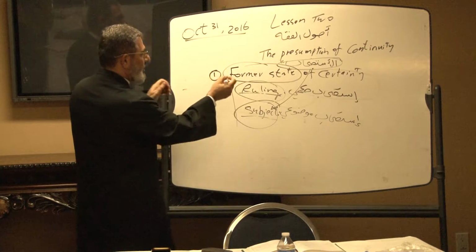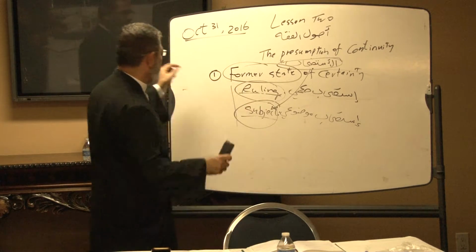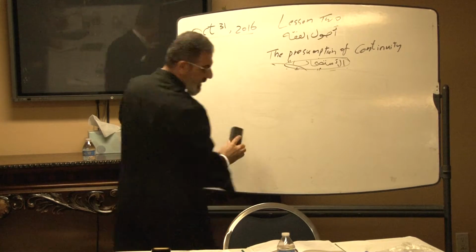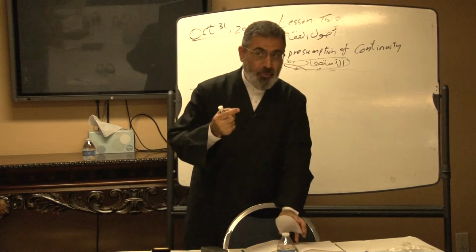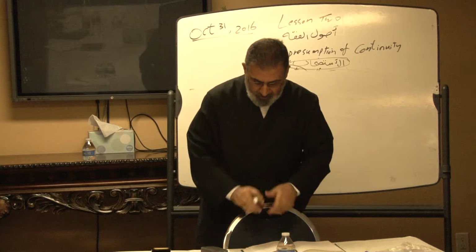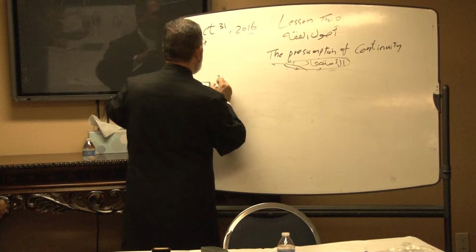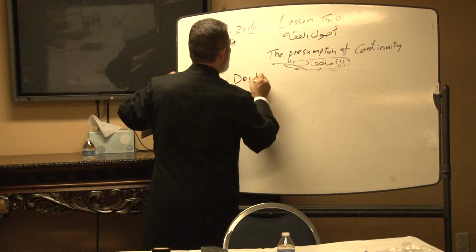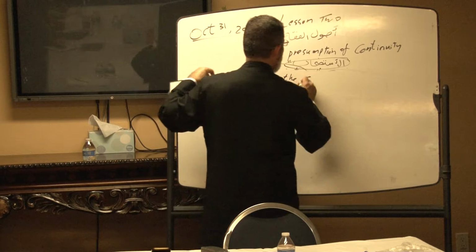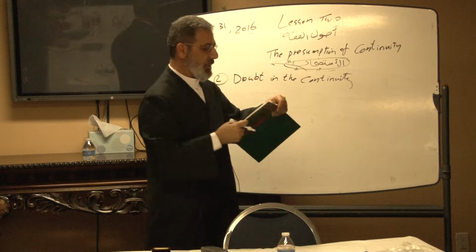Now, what is the second? So this is number 1. I said istishab has 2 sections. I mentioned number 1. What is number 2? Number 2 is that you have to be certain about the previous state. In the second one, you have to be الشك في البقاء. You have to have doubt in the continuity. Doubt in the continuity.